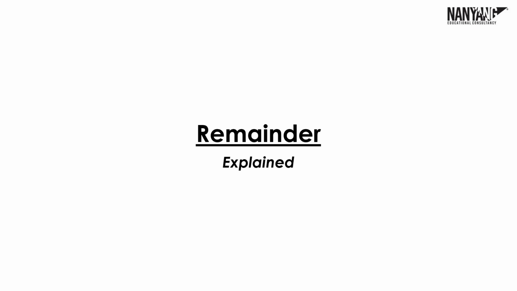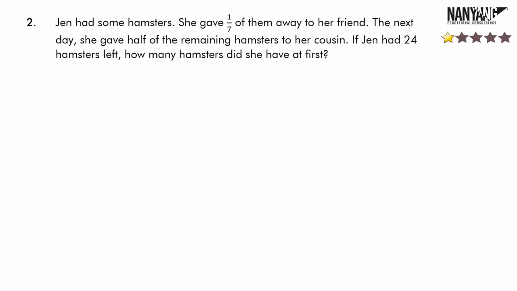Now that we have learned how to do the questions, let's attempt another one. So Jen had some hamsters. She gave 1 out of 7 of them away to her friend, and the next day she gave half the remaining hamsters to her cousin. If Jen had 24 hamsters left, how many hamsters did she have at first? Feel free to pause the video and attempt the question. You can resume once you're ready.